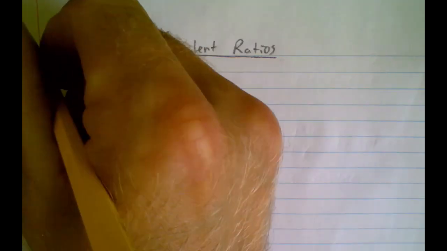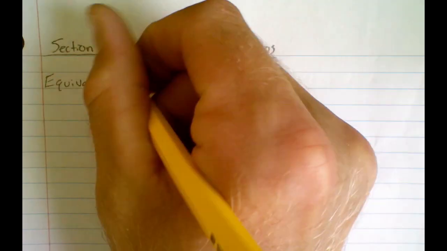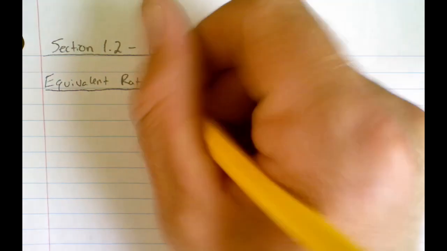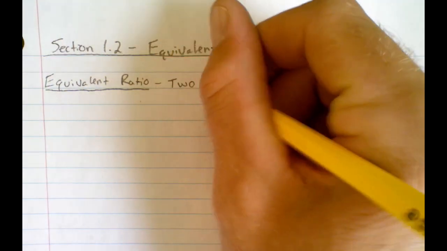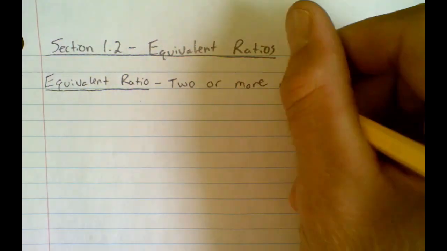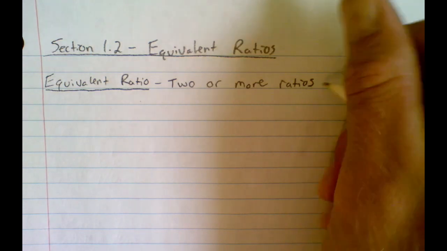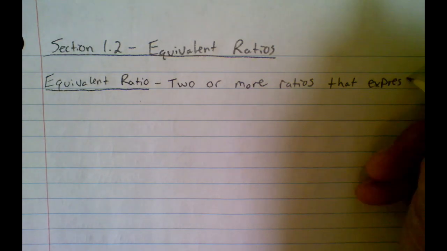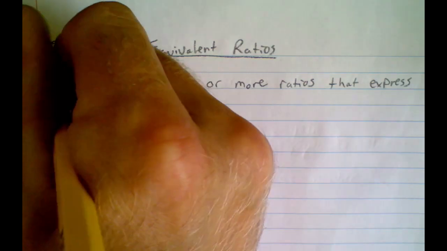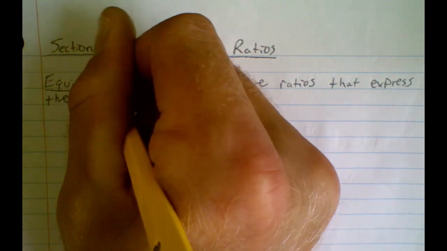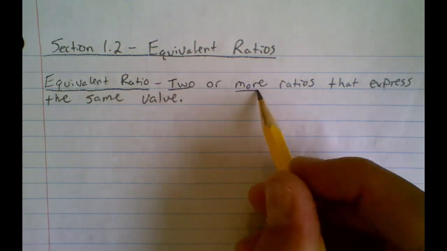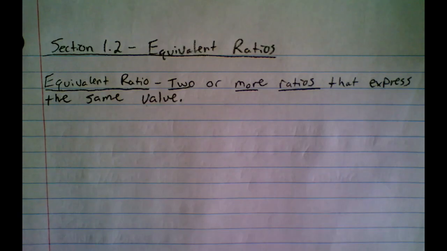So first off, what's an equivalent ratio? Well, an equivalent ratio is two or more ratios that express the same value. The same value. So it's two or more ratios that express the same value.